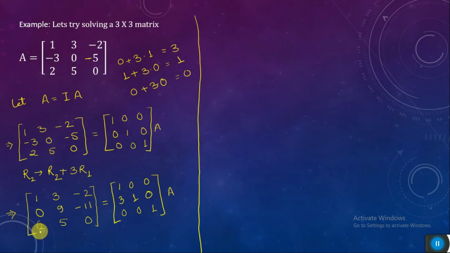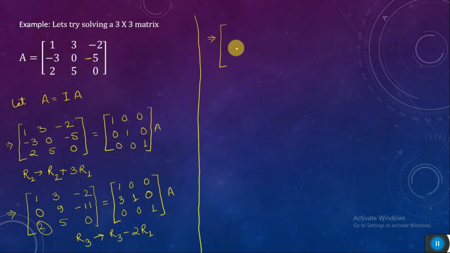Now I need to make this one 0. How will I make it 0? I will multiply by 2 here and subtract. So row 3 is under operation because the element is in row 3. So row 3 minus 2 times row 1. So the operation is in row 3, so row 1 and row 2 will not be affected, and row 3 will undergo operation.